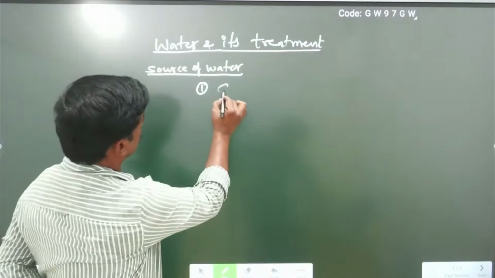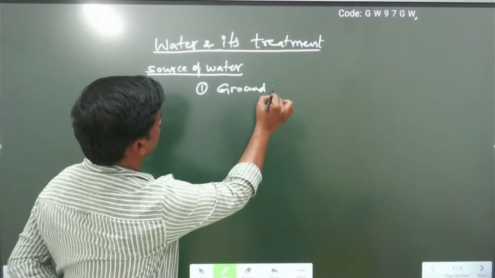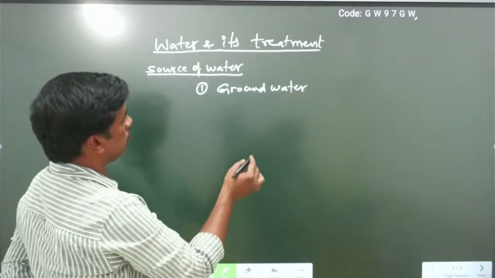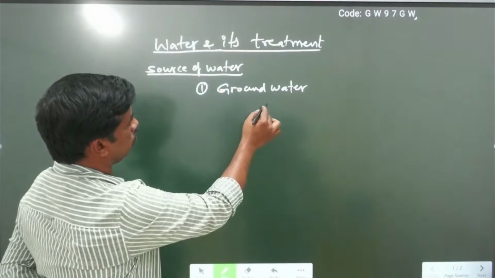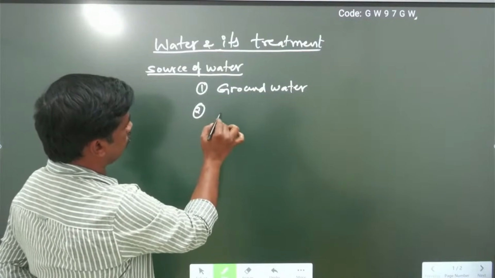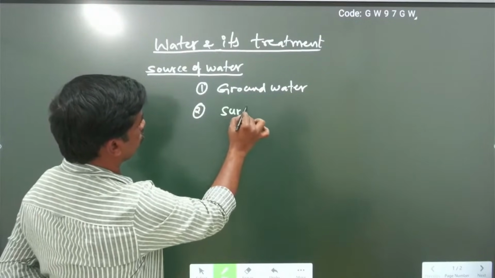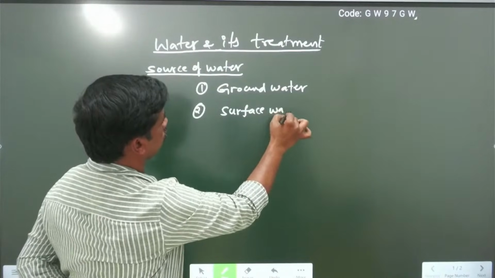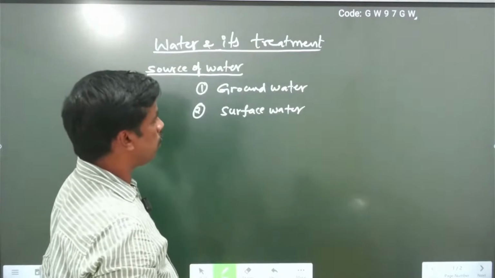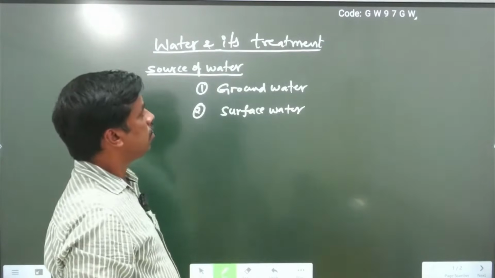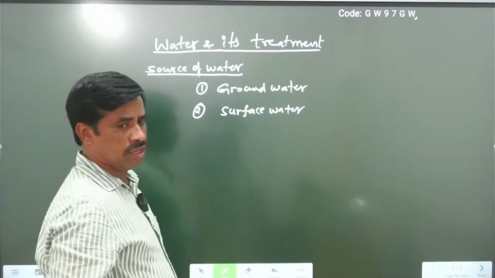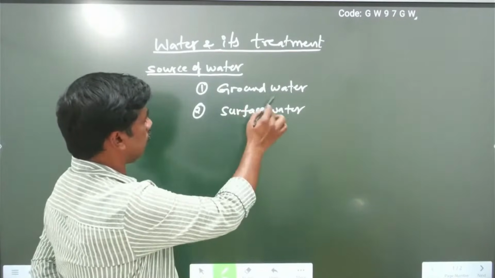One is groundwater. Groundwater means pond and borewell water, etc. The second one is surface water, majorly rainwater, river water, lake water, etc. These two are naturally occurring sources only.